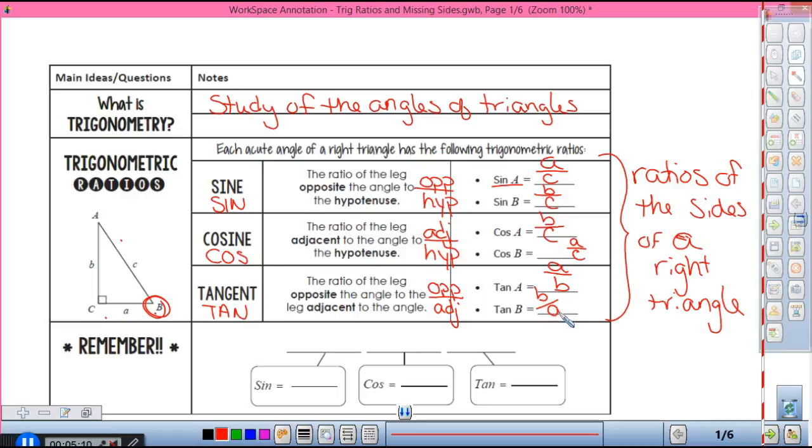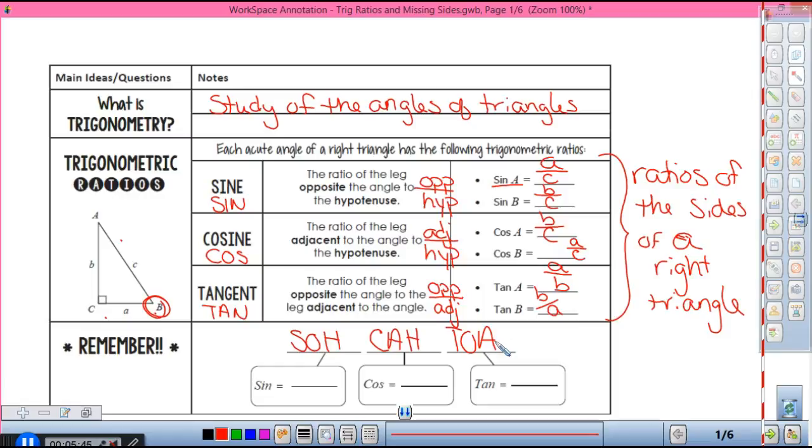Alright, so there's a special way to remember these. And you're probably going to see it a lot on the ACT. Okay, you'll see a lot of questions like this on the ACT. Okay, so to remember these ratios, we remember SOH, CAH, TOA. You'll hear people say SOHCAHTOA. Okay, and it's a way to remember these ratios.